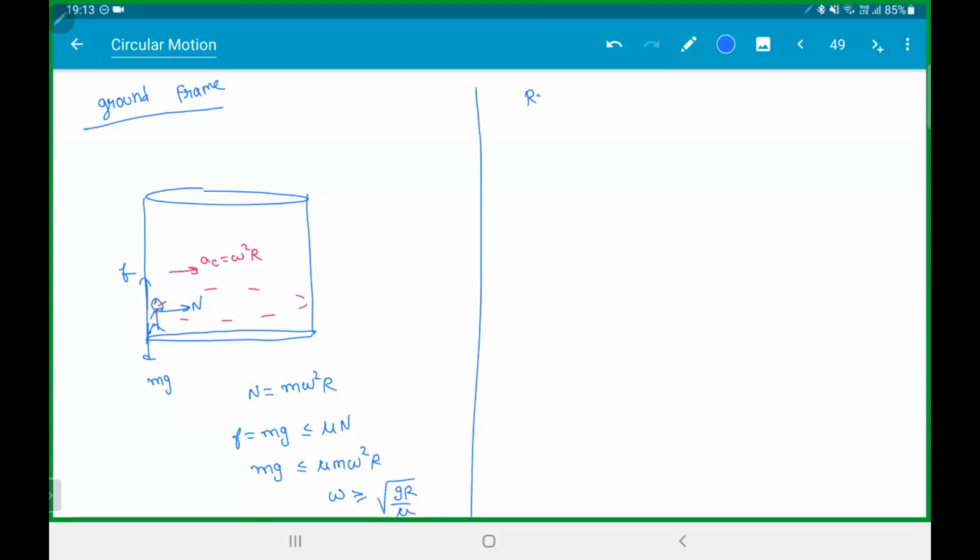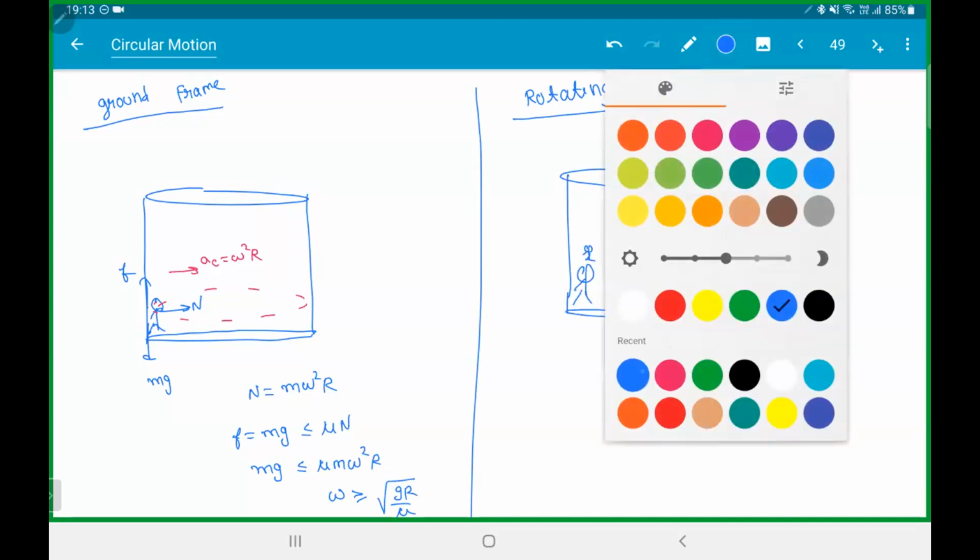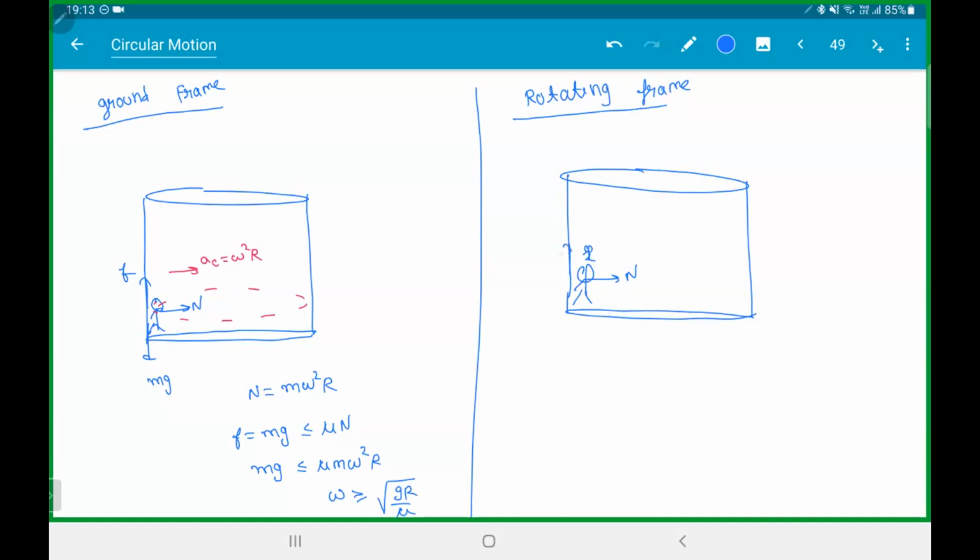If you do it in the rotating frame, that means my observer is on the head here. Normal reaction, friction, mg, centrifugal force. R will be in the denominator, yes.